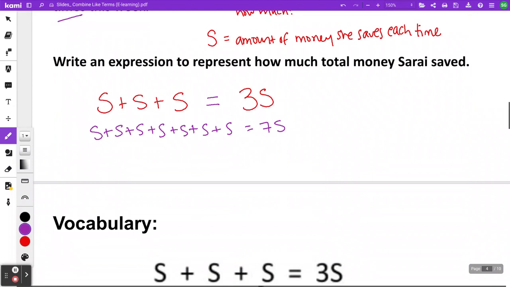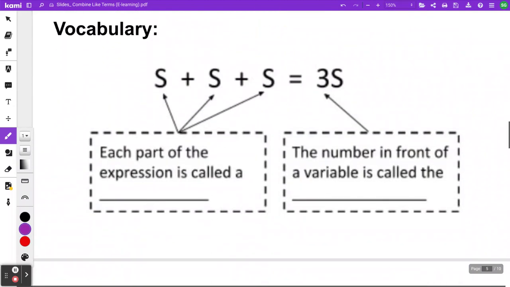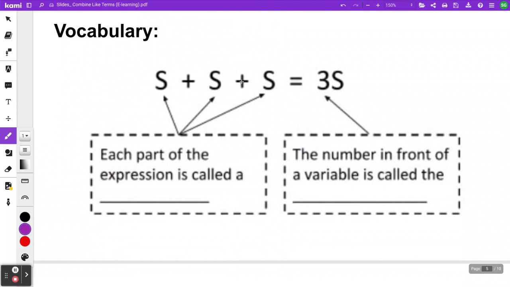I want to start off with some vocabulary to help us as we talk about this lesson. So using that same example from earlier, S plus S plus S is the same thing as 3S. We have learned all of these S's are called variables. When we're looking at an expression that has lots of different parts, like this one right here, each part of our expression, and those can be variables or numbers, each part of that is called a term. Today's lesson is called combining like terms, so you know that word term is going to be important.